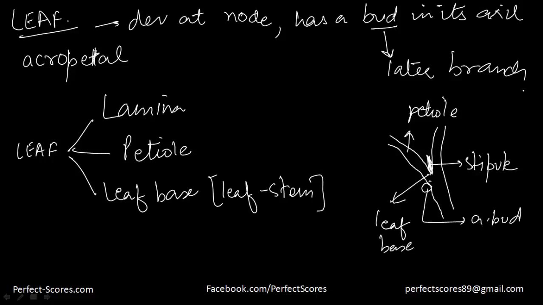Now in monocotyledons, the leaf base expands into a sheath that covers the stem, either partially or wholly. It's like a cover. Sometimes in legumes, the leaf base can become swollen. That is known as a pulvinus. That is only there in legumes.